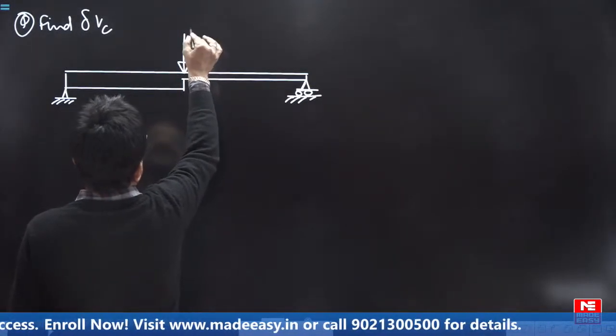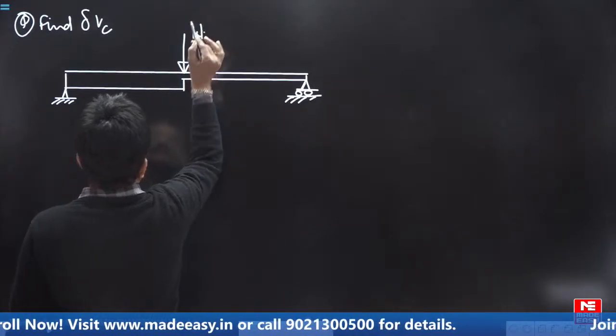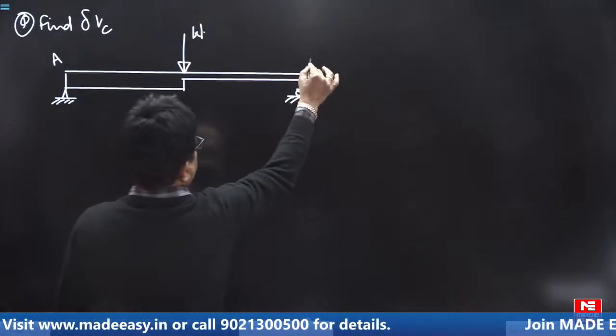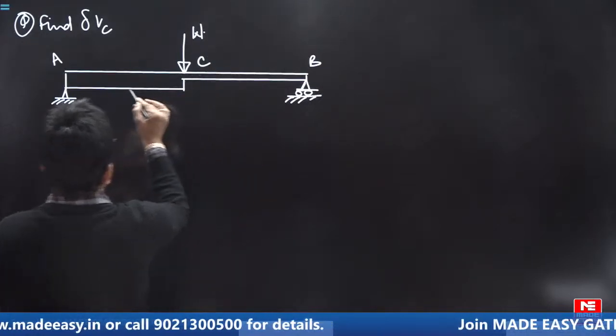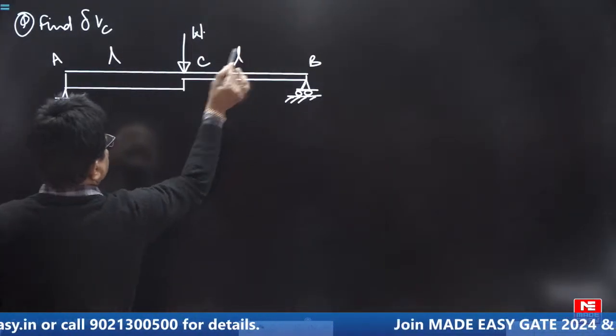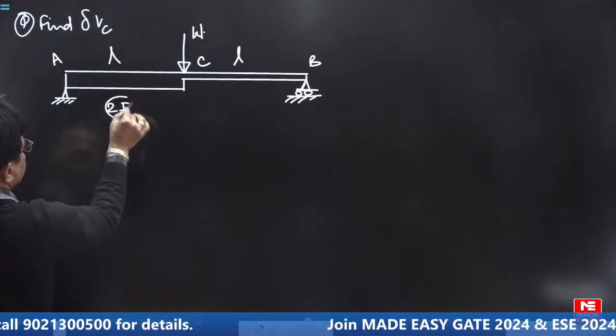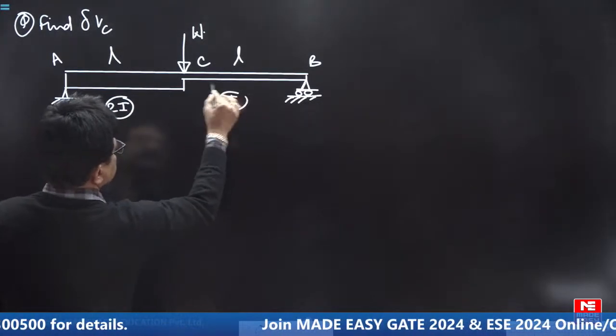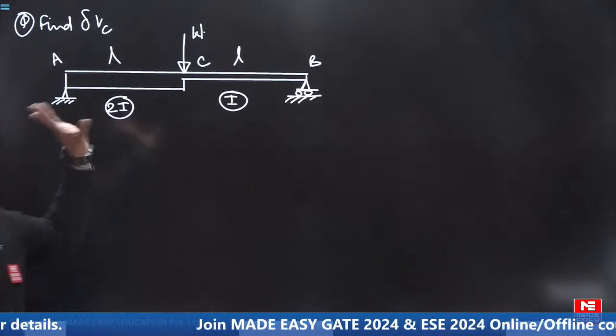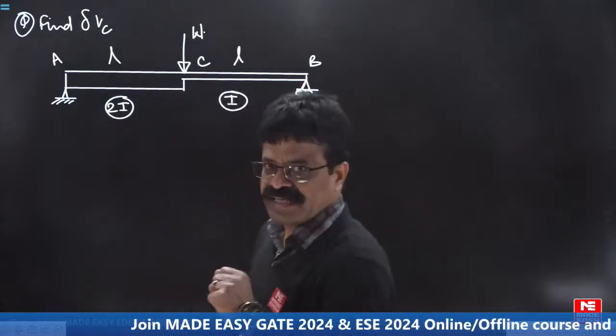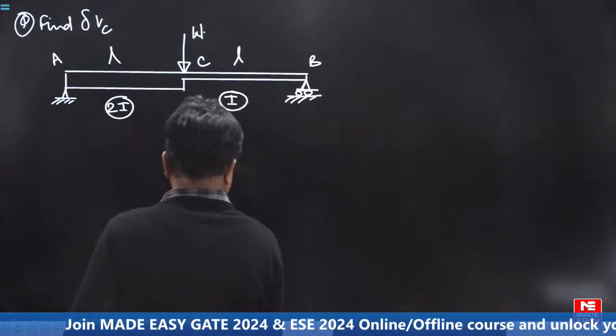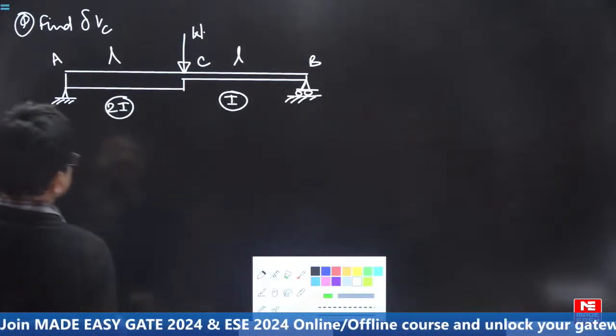Assume that you have applied a load W. Let us say the points are A, B, C. This length is L, L. This is 2I, I. Allotted time is 2 minutes. Find the vertical displacement of C.